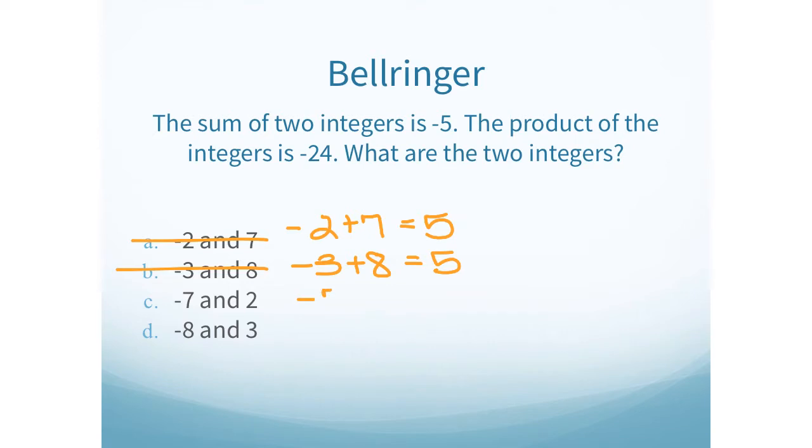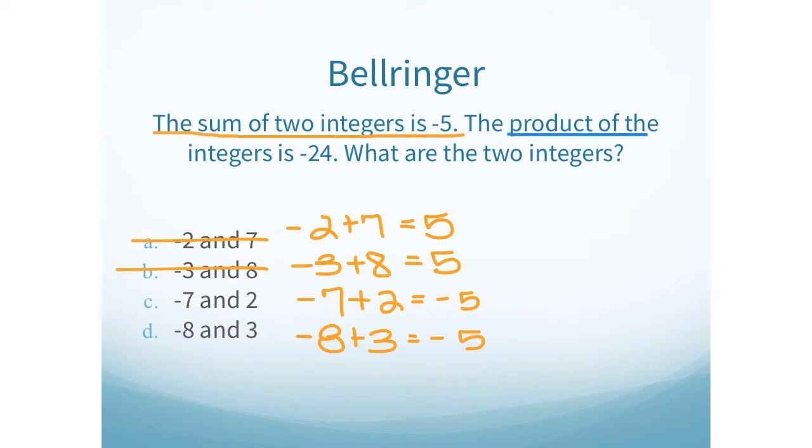C, -7 plus 2 is -5. So we're going to hold on to that one. And D, -8 plus 3 is -5. We've got our answer choices narrowed down to C and D because they have a sum of -5. But let's look at the next one.